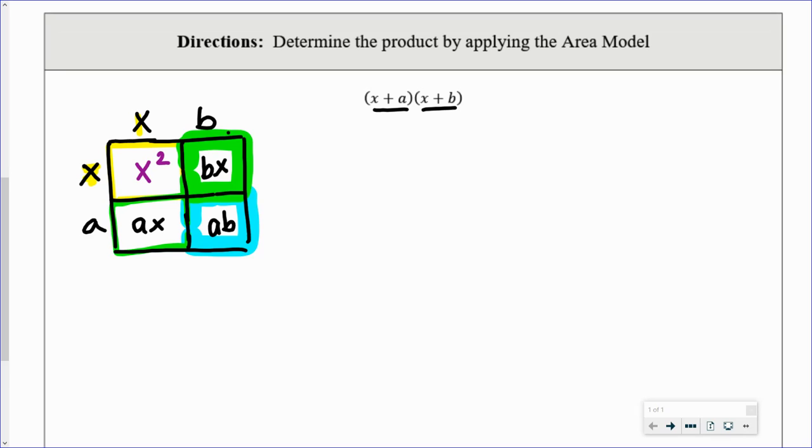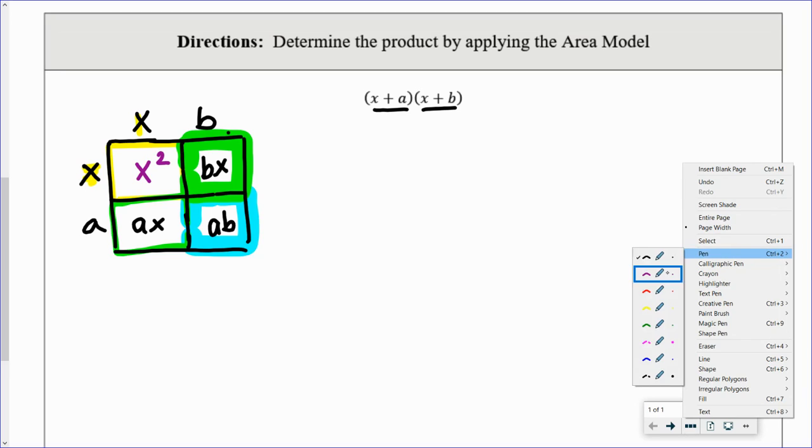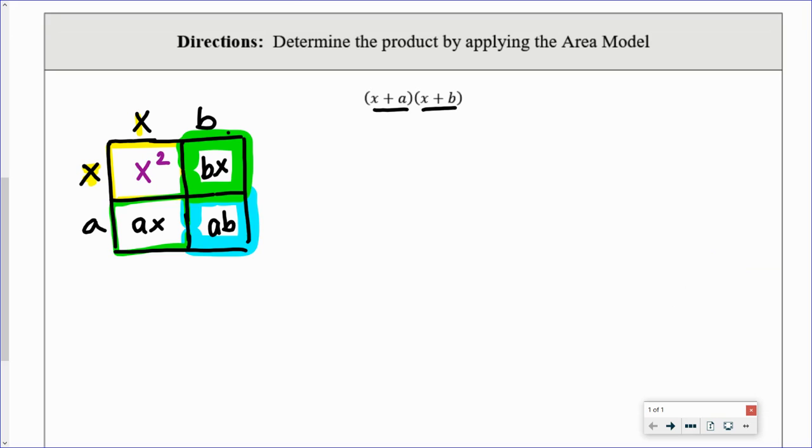So to find the area of the entire rectangle, now what we need to do is to add up the areas of all of the regions. So the top left-hand region is x squared. The top right-hand region is bx. The bottom left-hand region has area of ax. And the bottom right-hand region has area a times b. Now remember, to find the area of a rectangle, which x squared plus bx plus ax plus ab represents here, we need to multiply the length times the width.